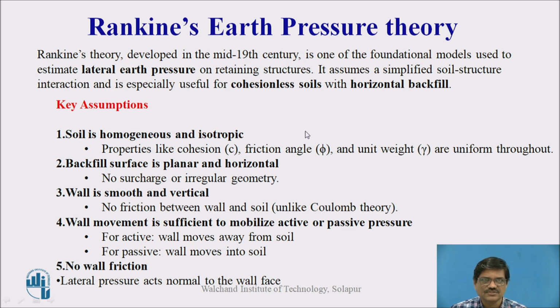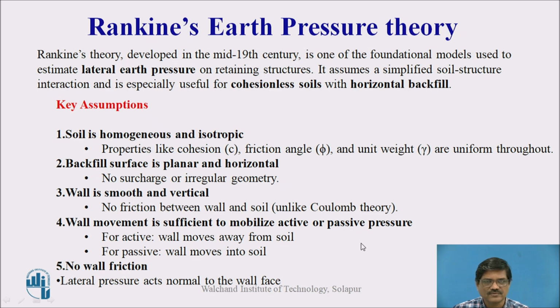There are certain assumptions for Rankine's analysis. The first one is that the soil is homogeneous and isotropic, so the soil mass is considered homogeneous and isotropic. The backfill surface is planar and horizontal, meaning behind the retaining wall the backfill has a planar and horizontal surface with no irregularity, and the wall is smooth and vertical. The backside of the retaining wall is smooth, the wall is vertical, and wall movement is sufficient to mobilize the active or passive pressure.